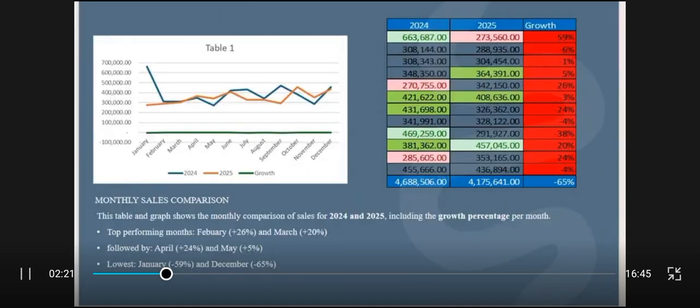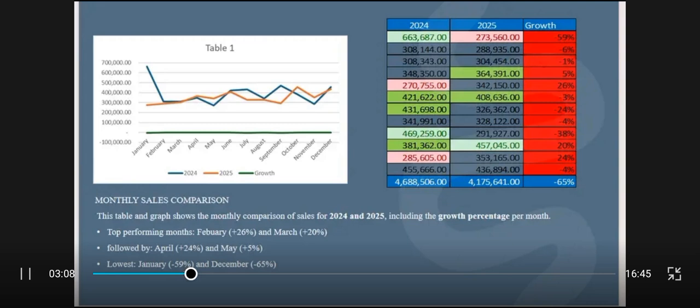So as you can see in our presentation, our sales comparison between 2024 and 2025 shows growth in April 5%, May 26%, October 20%, and November 24%. There were declines in January, negative 59%, in July negative 24%, in September negative 38%, and December negative 4%.